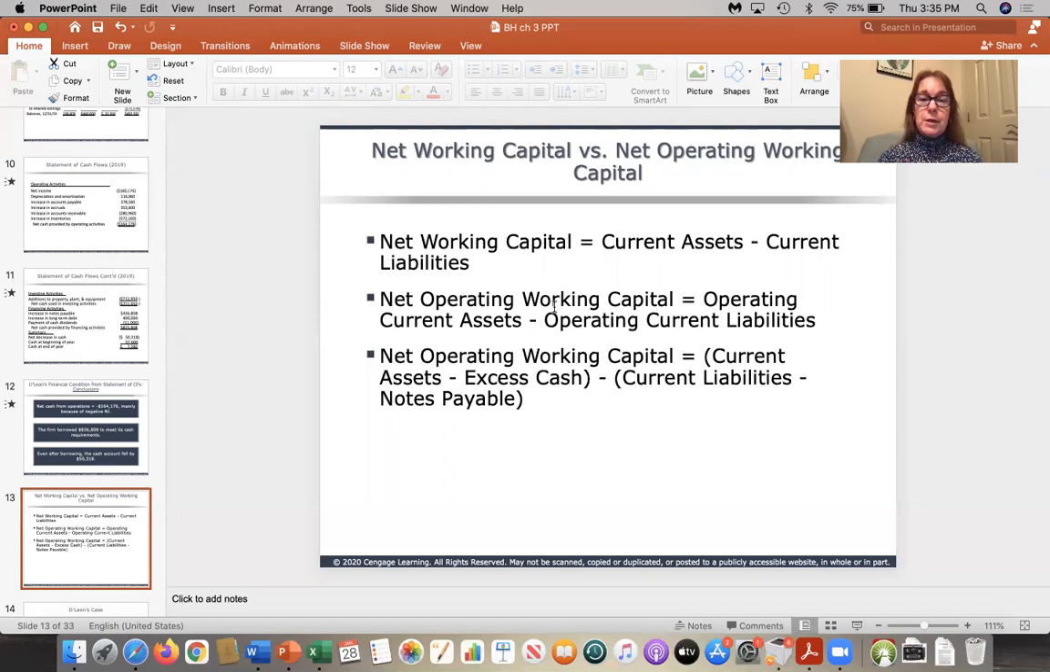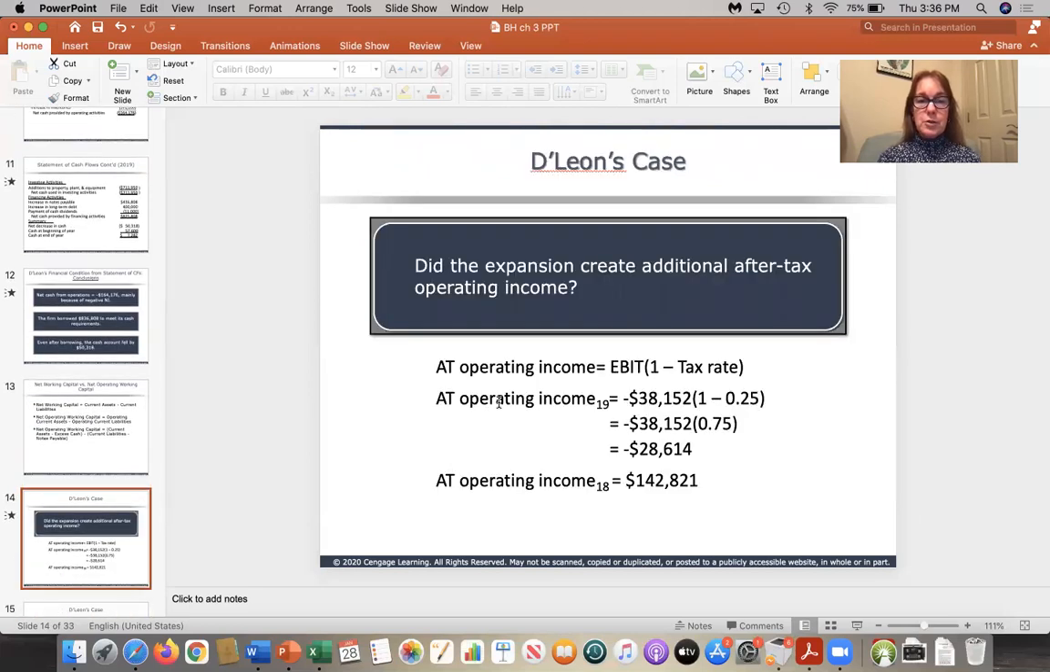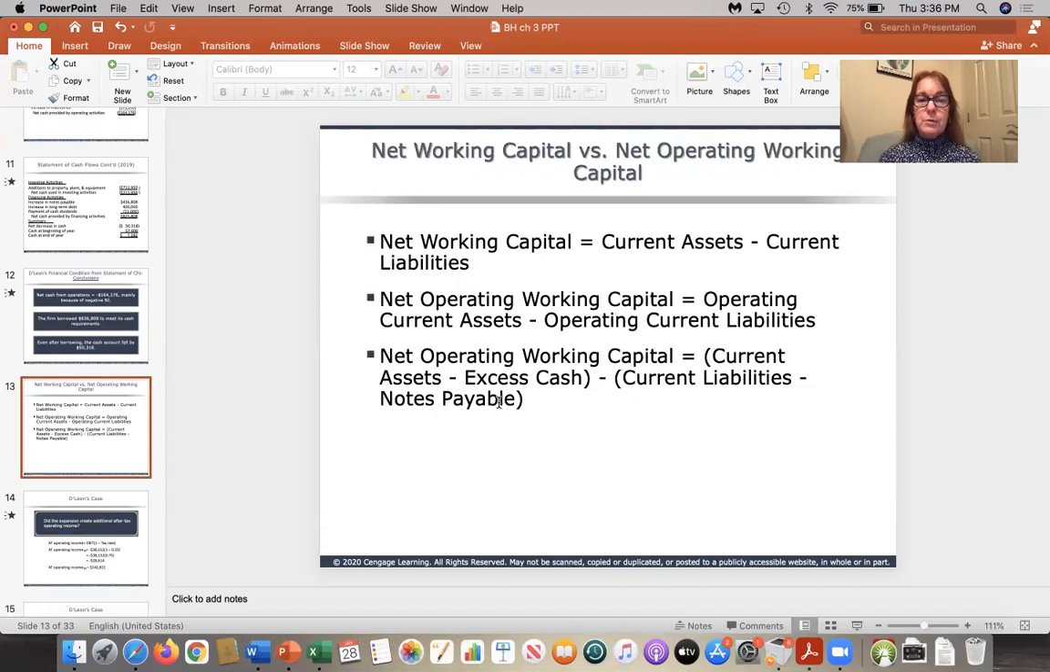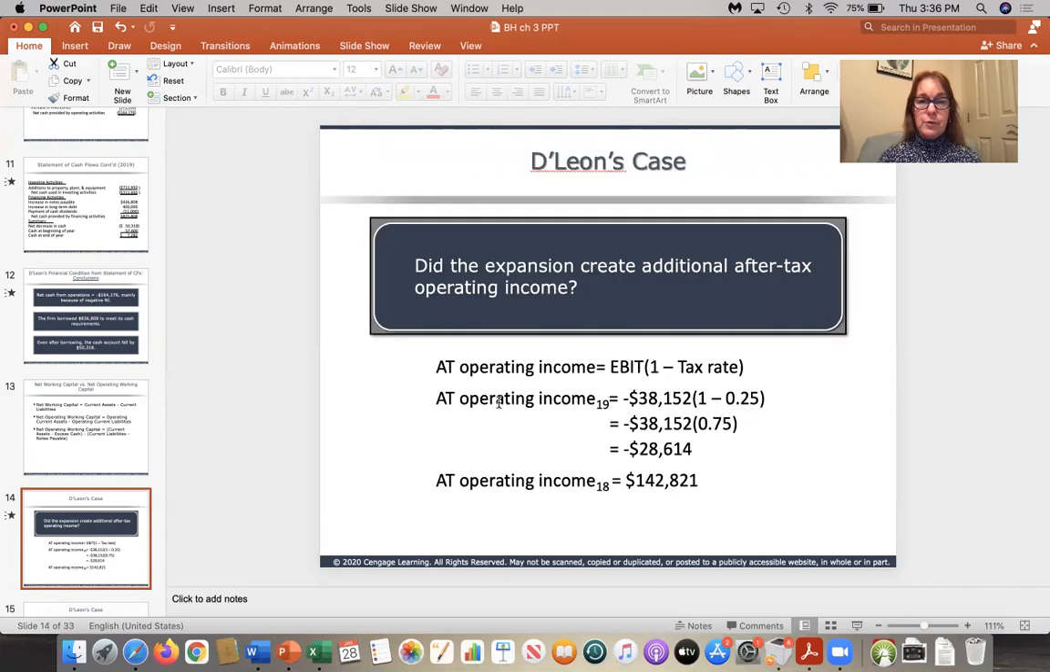So the net operating working capital is going to be the current assets minus, you can just kind of discard this excess cash that you don't usually see that. But so it's going to be current assets minus current liabilities minus the notes payable, because you're excluding the notes payable. Okay, so let's calculate. Oh wait, they're going to show us an example of that down the road.